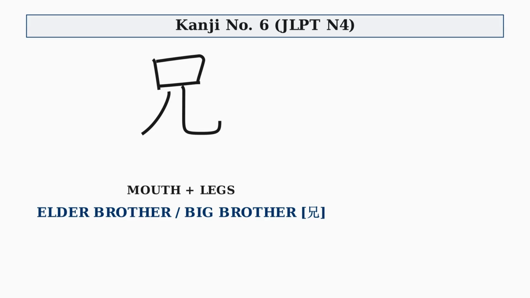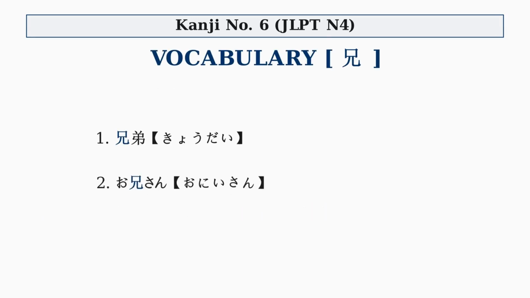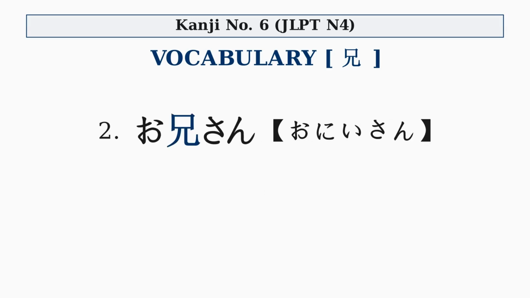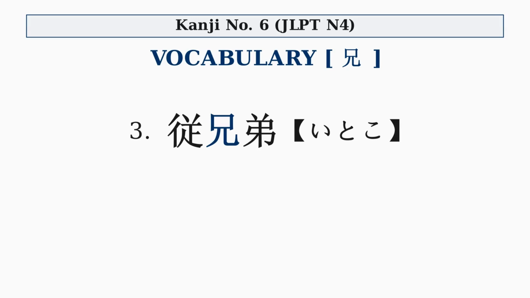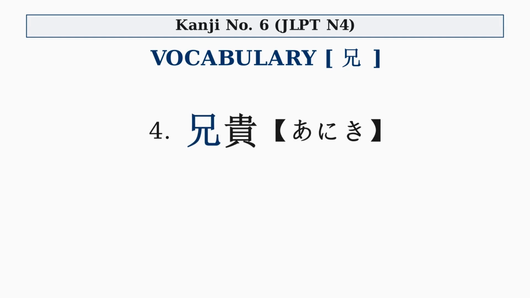Let's move to the vocabulary section now. 兄弟、お兄さん、いとこ、兄貴。兄弟, siblings. お兄さん, older brother. いとこ, cousin. 兄貴, elder brother.